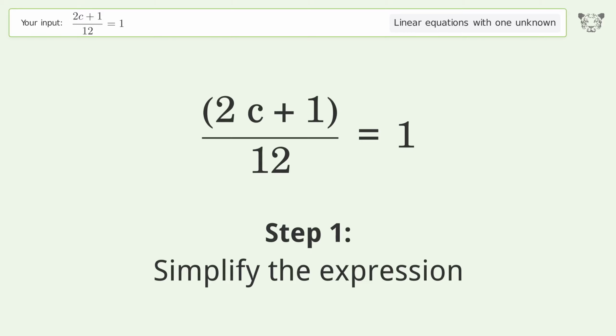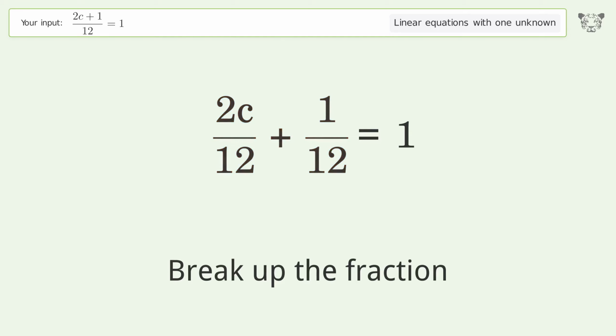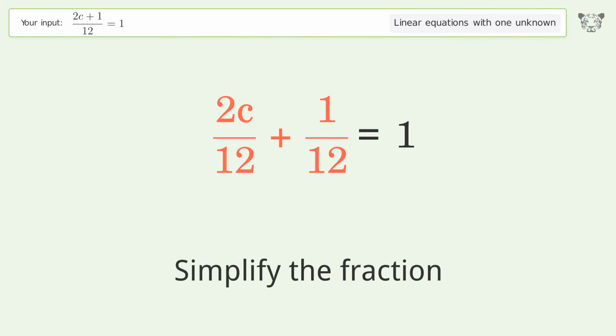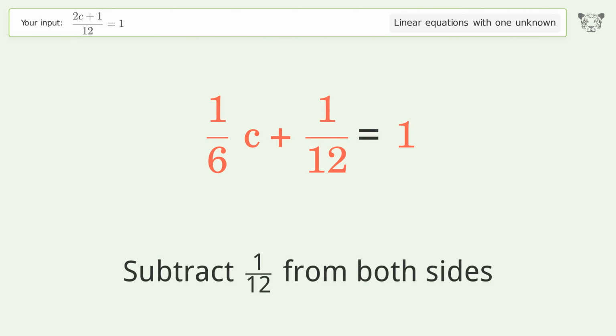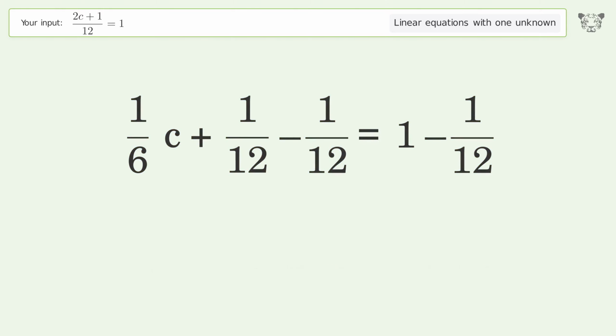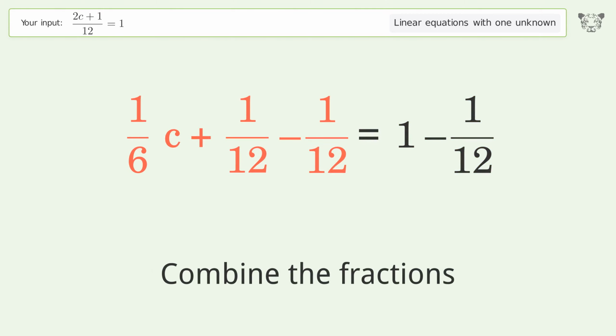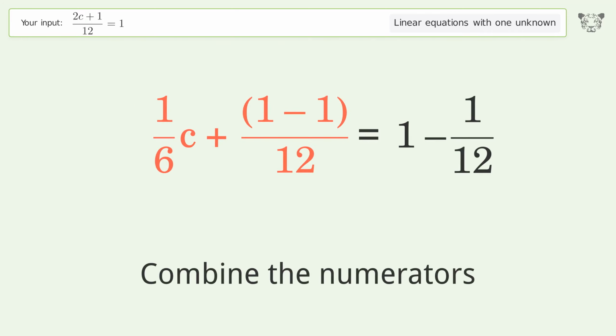Simplify the expression. Break up the fraction. Simplify the fraction. Group all constants on the right side of the equation. Subtract 1 over 12 from both sides. Combine the fractions. Combine the numerators.